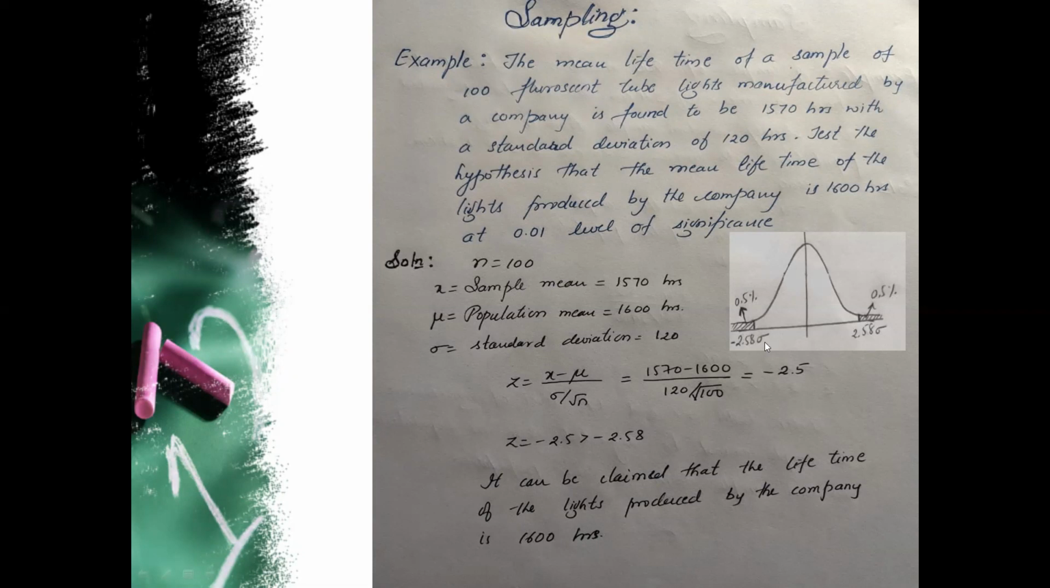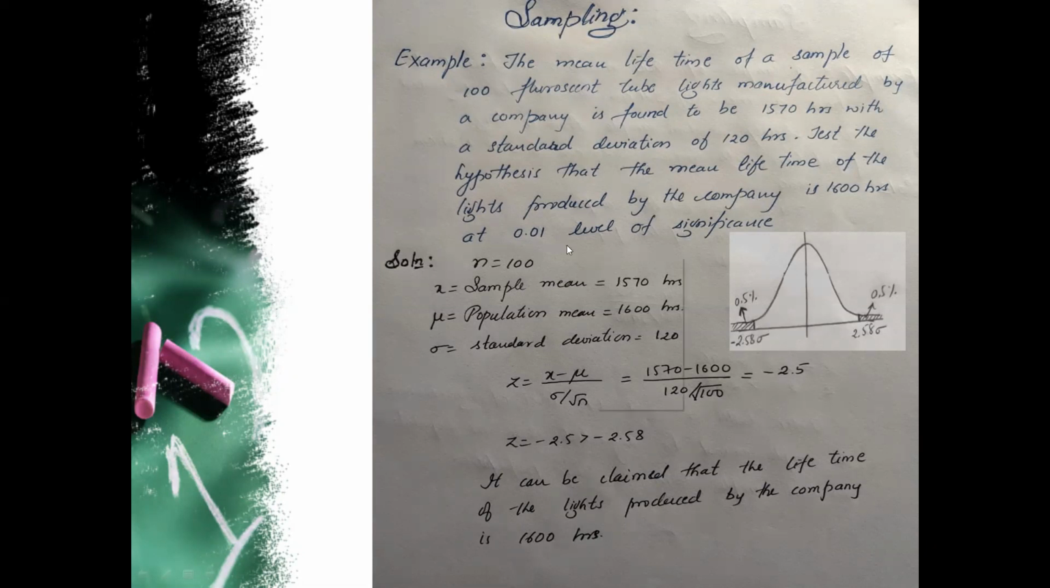That means we have to consider 99% of the area, and this value of minus 2.5 will be in the region of acceptance. Minus 2.58 is less than minus 2.5, so it is inside the acceptance region. Hence we claim that the hypothesis will be accepted. That is, we can claim that the mean lifetime of the lights produced by the company is 1600 hours.